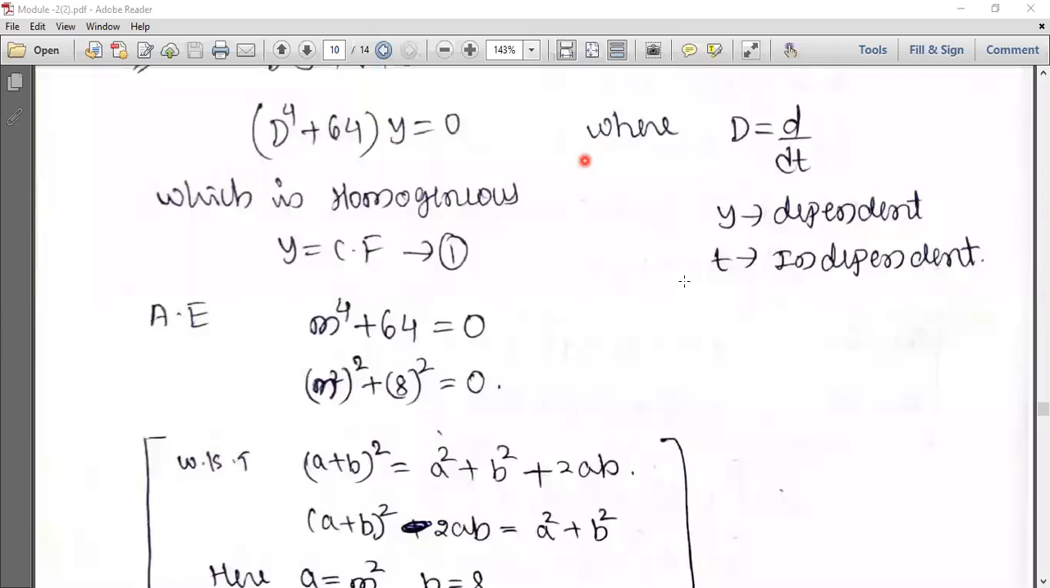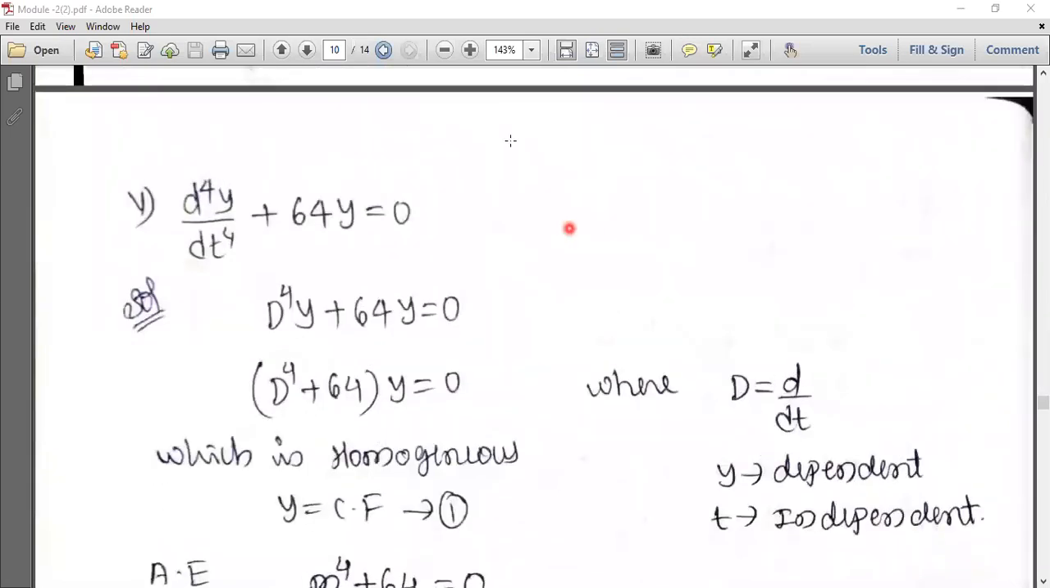Yeah, sir. Okay, fine. So next, coming to the 5th example. These questions, whenever it is of order 4, they're asking it for 6 marks. So if d raised to 4y by dt raised to 4 plus 64y is equal to 0, be careful here. Earlier the independent variable was y. Now the independent variable is t, so write the answer in terms of t. That's very, very important.